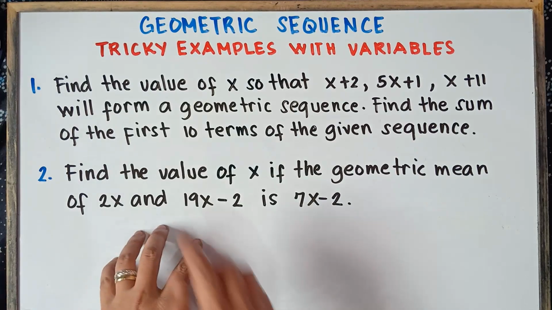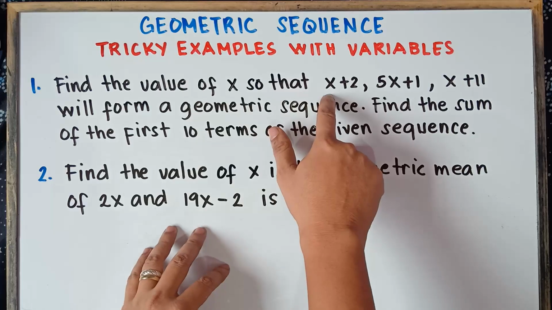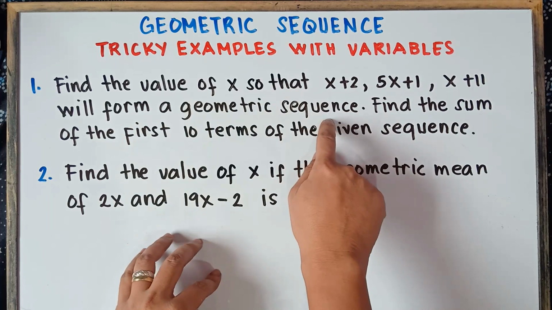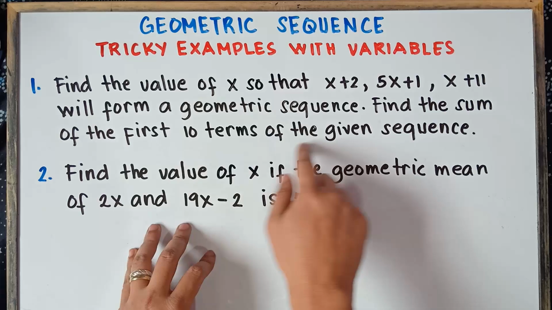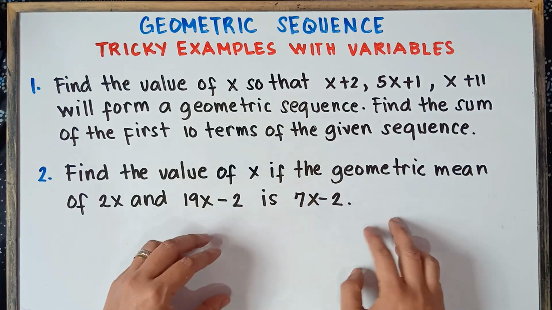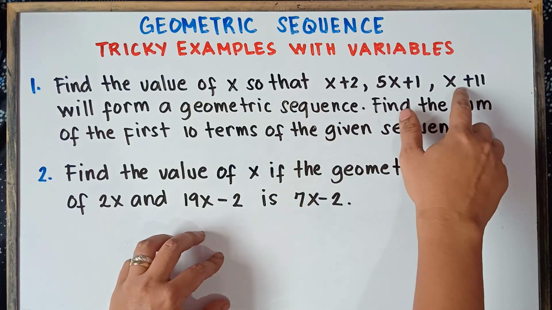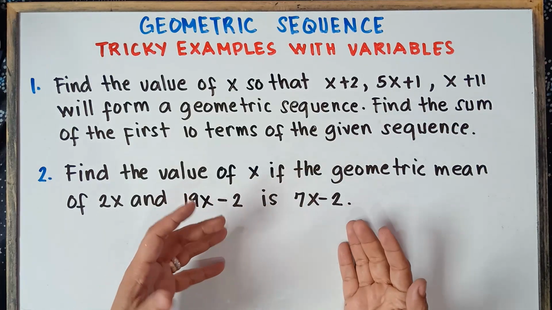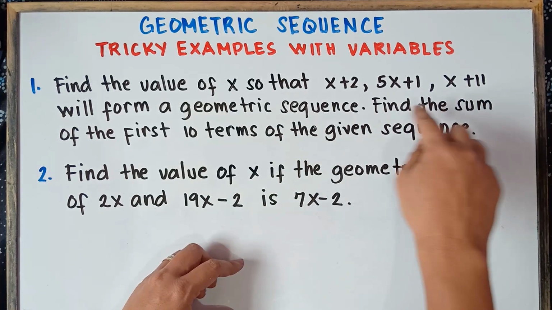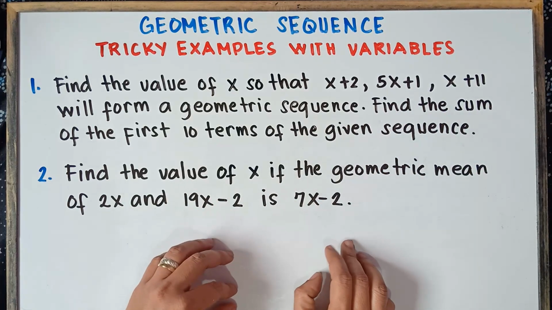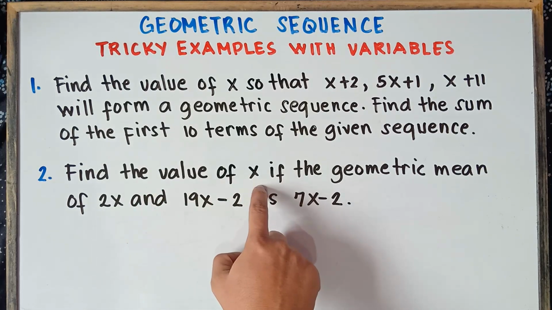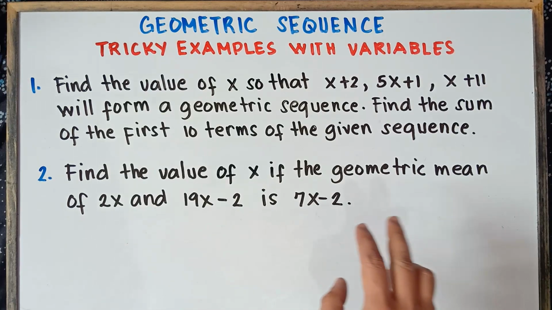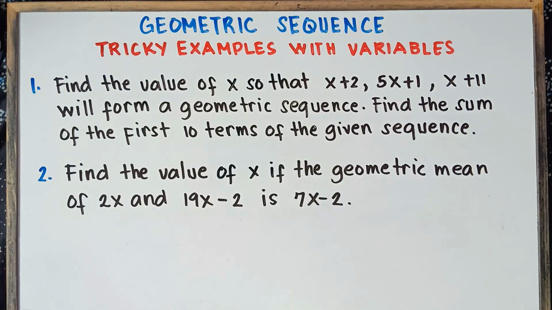Alright, so for number 1, find the value of x so that x plus 2, 5x plus 1, x plus 11 will form a geometric sequence. And then find the sum of the first 10 terms of the given sequence. Quite complicated, because we are dealing with variables. After we find x, we are told to find the sum, so this will be a geometric series. And then for number 2, find the value of x if the geometric mean of 2x and 19x minus 2 is 7x minus 2. Alright, so let's start with example number 1.